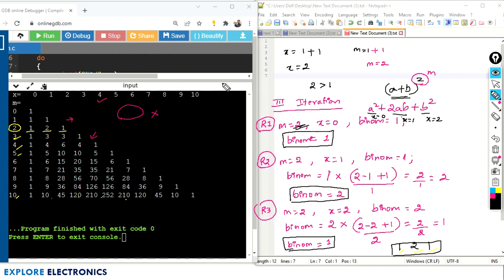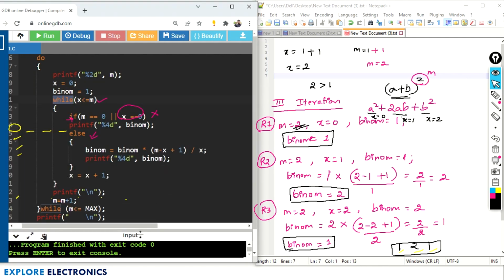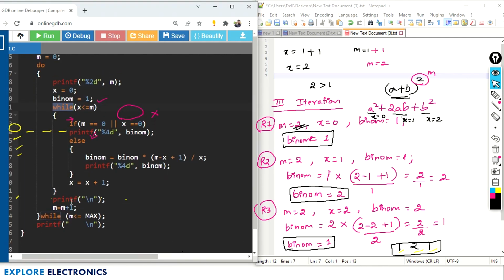I hope this was clear, and we went through each and every step of this program and understood how the binomial coefficients are calculated and how we write that in the program. So at the end, when m exceeds 10, that is when m becomes 11, it will come out of this do while loop and print the next line. It was going to the next line and end. So this is the end of the program.